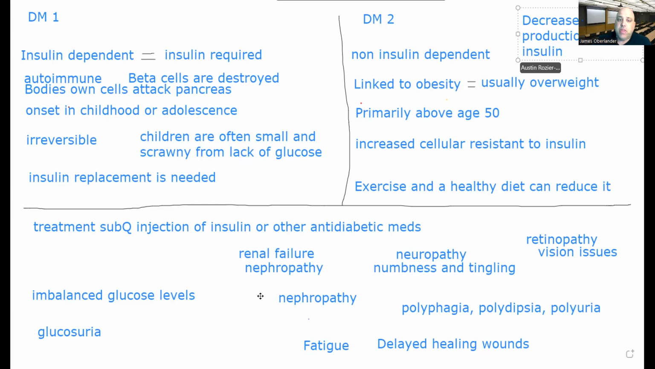Now, renal failure, nephropathy, neuropathy, numbness and tingling, retinopathy, or vision issues. Somebody tell me in the chat window why people develop those disease processes with type 1 or type 2 diabetes.